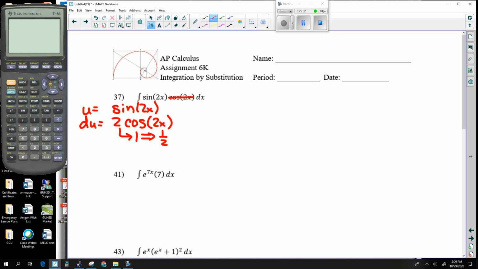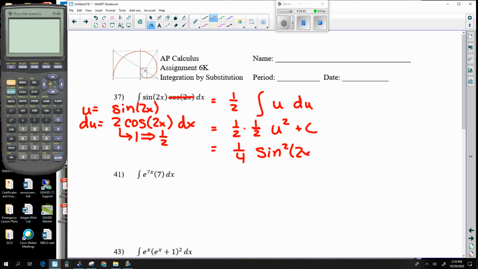So this is a u, and then I need an additional 1/2. So u is sine, so this is going to be u squared. And so this is 1/4 u squared, and u is sine 2x, so this is going to be sine squared 2x.